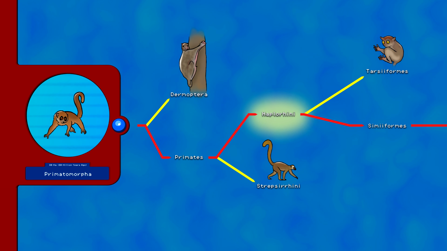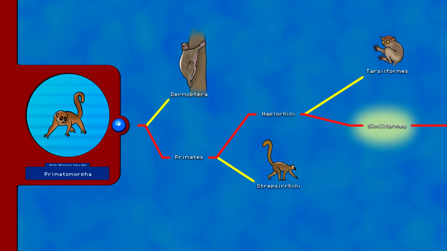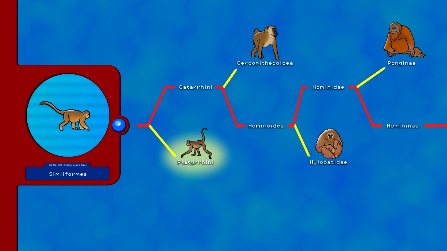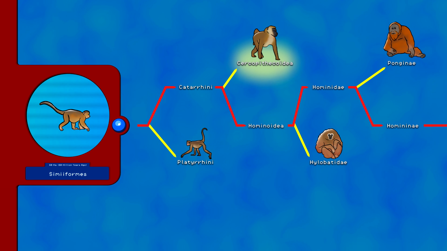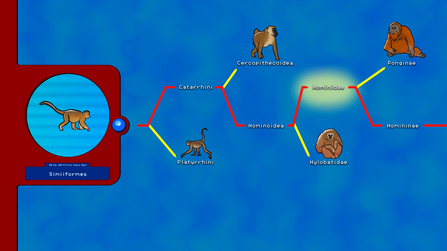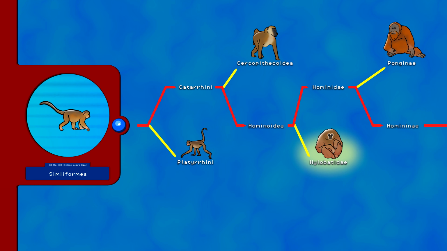Haplorhini split 63 million years ago and includes Simiiforms and Tarsiers. Simiiforms include Catarrhini and Platyrrhini, the New World monkeys. And 35 million years ago, Catarrhini branched from Simiiforms and includes Hominoidea and Cercopithecoidea, the Old World monkeys. Now we've arrived at the superfamily Hominoidea, the apes. Hominoidea split 25 million years ago and includes Hominidae and Hylobatidae, the gibbons.